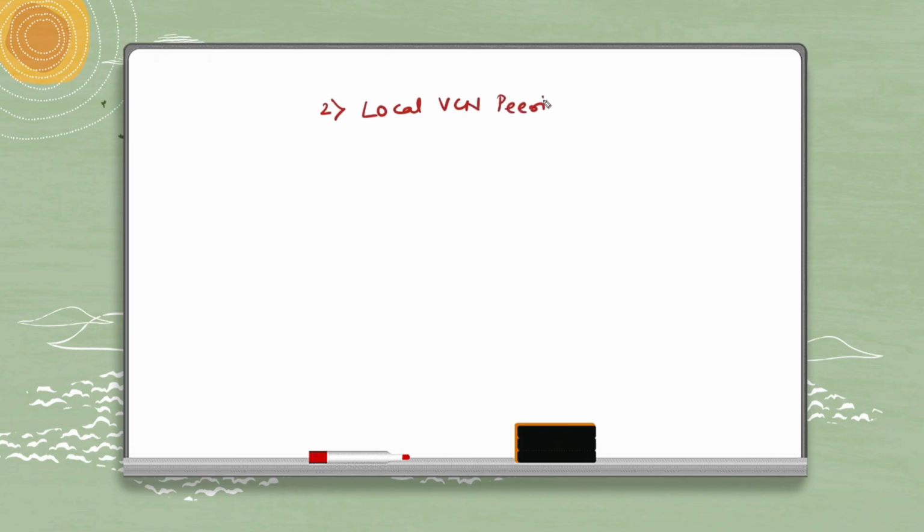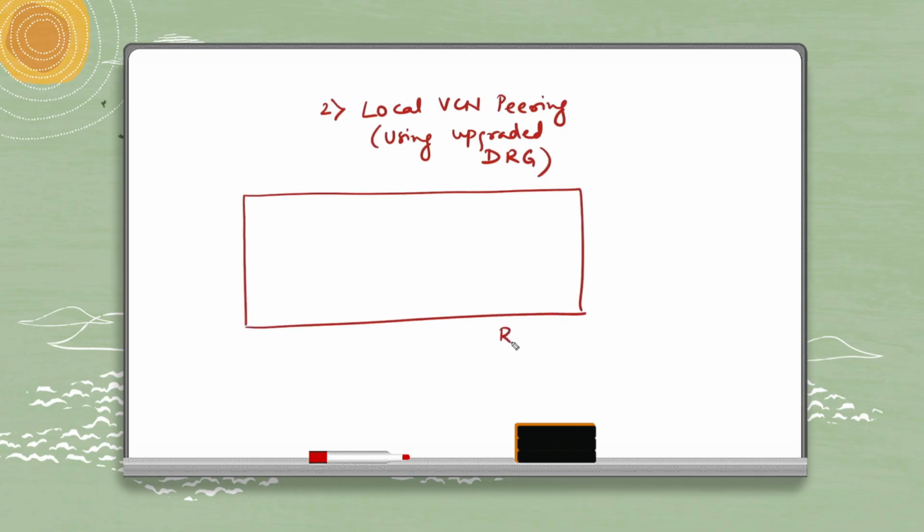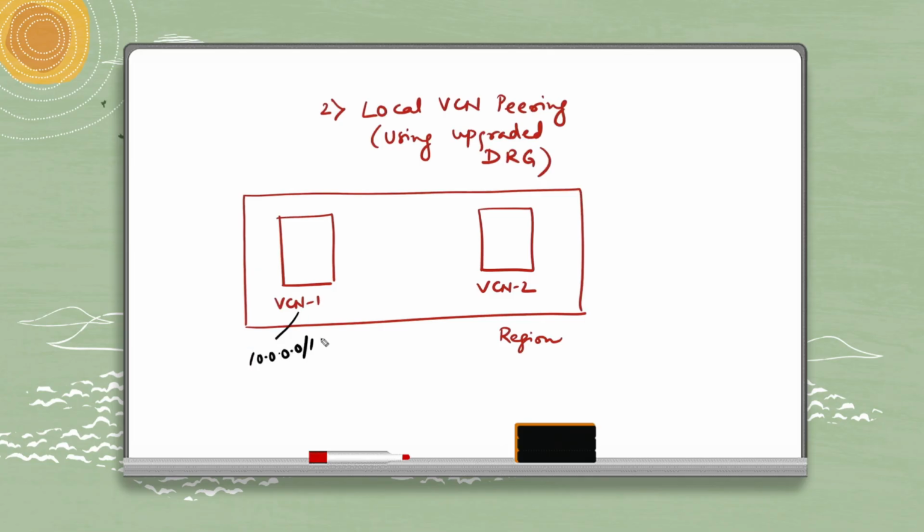Local VCN peering using upgraded dynamic routing gateway. Again, here what I will do, this is the region and there are two VCNs, VCN1 and VCN2. First of all, you will have two VCNs again with non-overlapping CIDRs. For example, 10.0.0.0/16. This is 192.168.0.0/16. So that's the first thing.